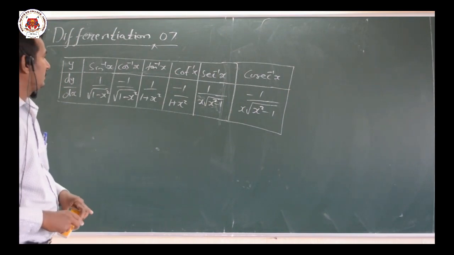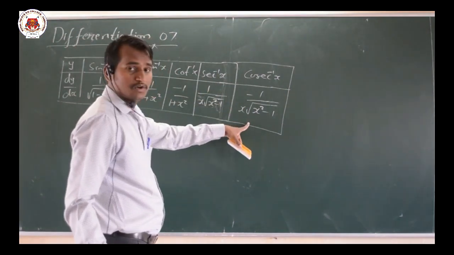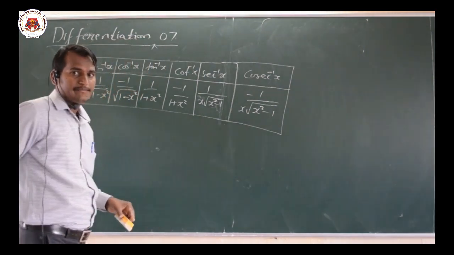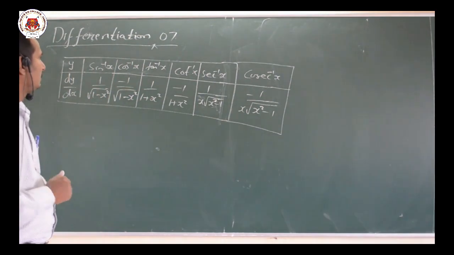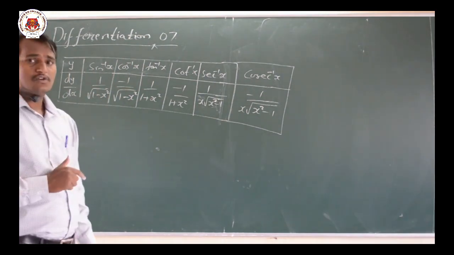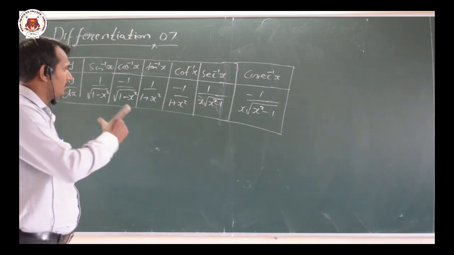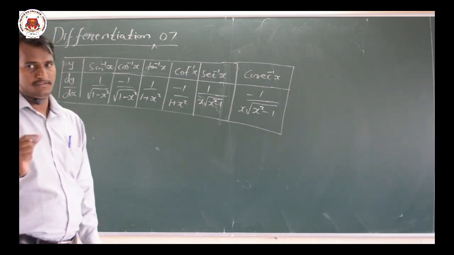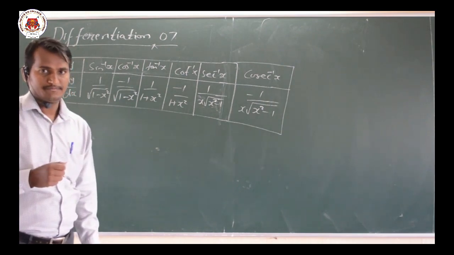Now you have to take as homework the cos inverse x, cot inverse x, and cosecant inverse of x. You have to try. Okay, then only you can understand it very clearly. These are all about differentiation of inverse trigonometric functions. These are all the formulas which you have to remember throughout. Add this in your formula list related to differentiation.